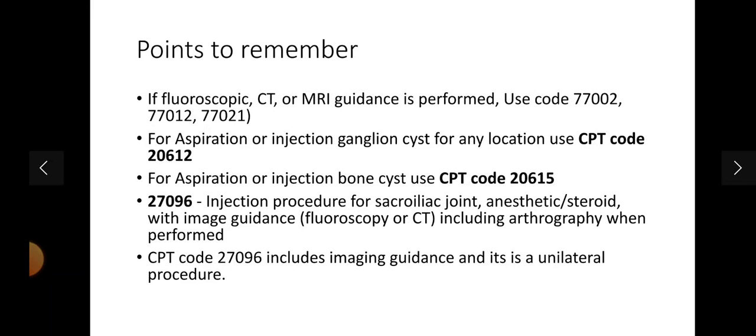Then we have the injection procedure for the sacroiliac joint. This is another code, because we have only discussed small, intermediate and major joints, and the sacroiliac joint has a separate code, that is 27096. This also includes imaging guidance, fluoroscopy or CT, including arthrography when performed. So if any steroid is injected with the injection procedure of the sacroiliac joint, you can use code 27096, and it includes imaging guidance and is a unilateral procedure.